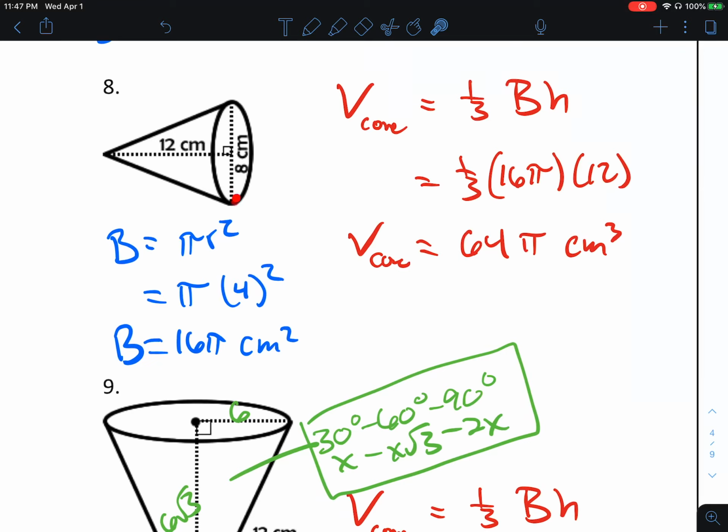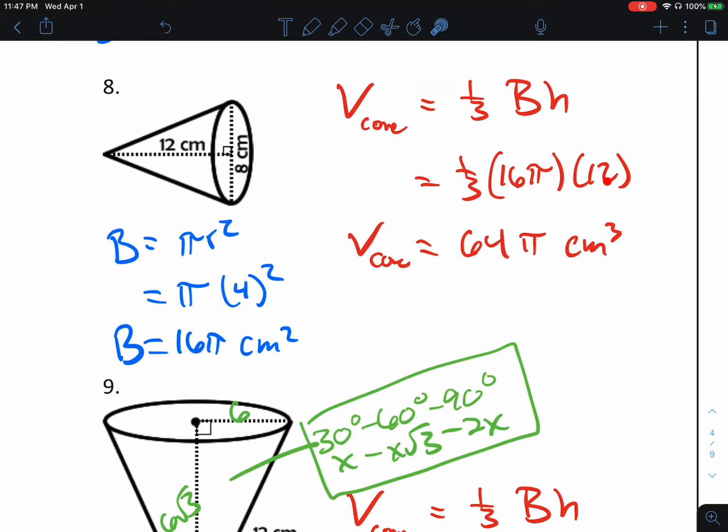Number 8, also a cone. The diameter is 8, therefore the radius is 4. 4 squared is 16, so the area of the circle is 16 pi. This cone has a height of 12, so it's a third. That's the formula for the volume of a cone.